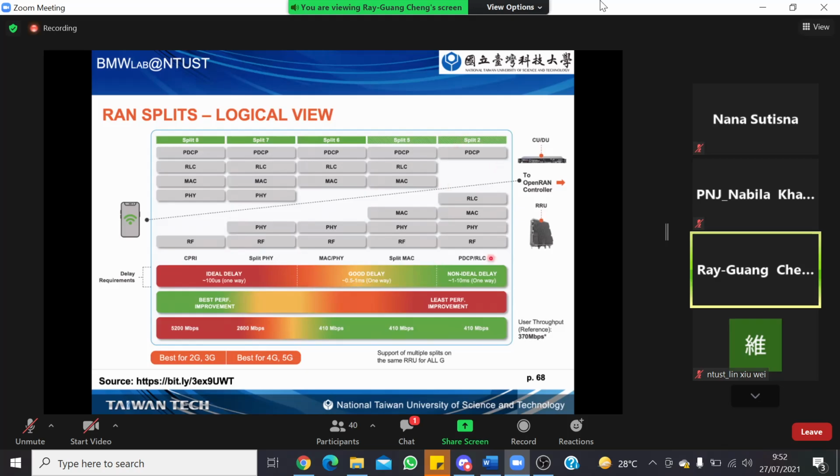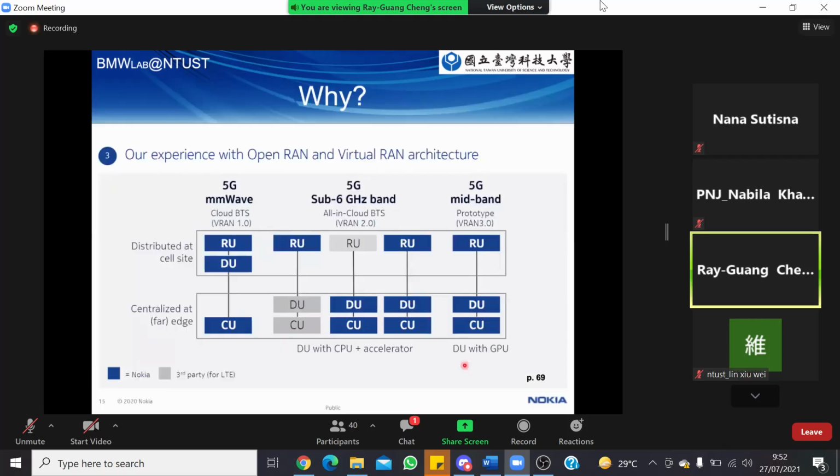But if you want to do it in PDCP, because PDCP now is in the CU, the CU can be put in the core network, the delay will be much more increased. Here is a requirement for user throughput.